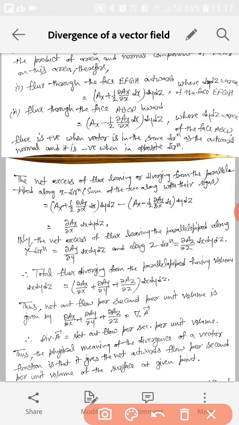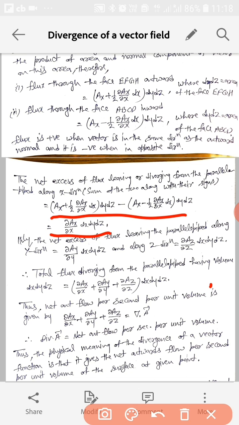So when we solve this term, the first term, this Ax dy dz, and in the second term, minus Ax dy dz, will get cancelled out, and what we end up with is ∂Ax/∂x dx dy dz. This is the net flux leaving or diverging from the parallelepiped along the x direction. Similarly, we can calculate the net flux leaving through the parallelepiped along the y and z axes.